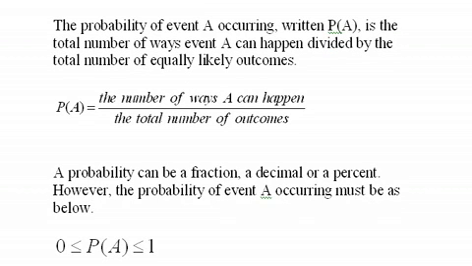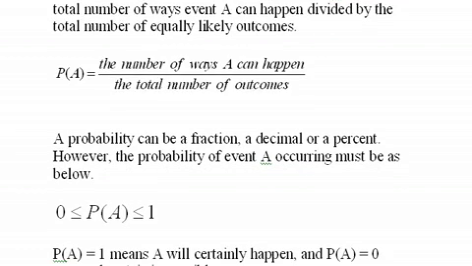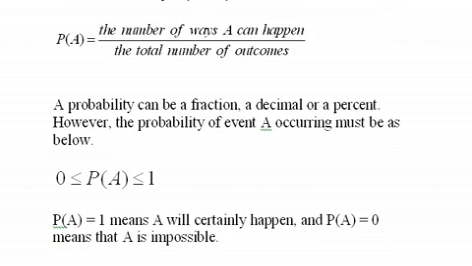Probability can be a fraction, a decimal, or a percent. However, the probability of event A occurring must be as below. It has to be greater than or equal to 0 and less than or equal to 1. A probability of A equaling 1 means that A will certainly happen, it's a certainty. The probability of A equaling 0 means that A is impossible, it won't happen.